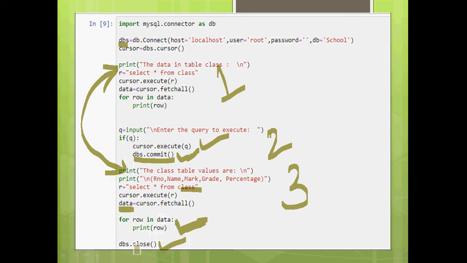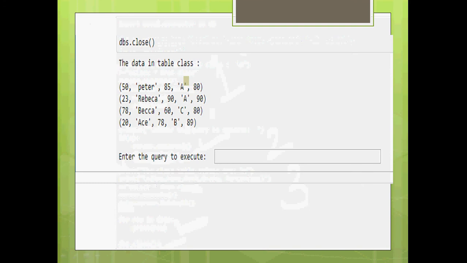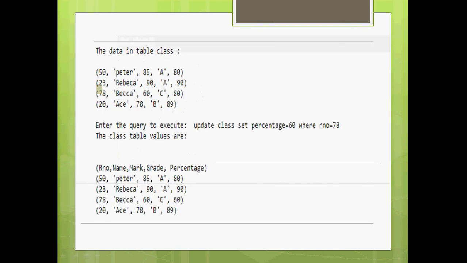Finally, after everything, you can just close the database. Now we are going to see the output. So here, this is the result of the first part, and the second part is starting here. The program is asking us to enter the query. The query I entered is: update class set percentage equal to 60 where roll number is 78.